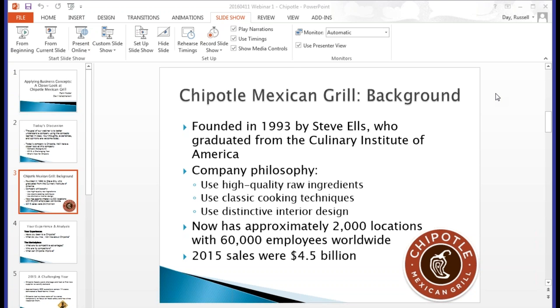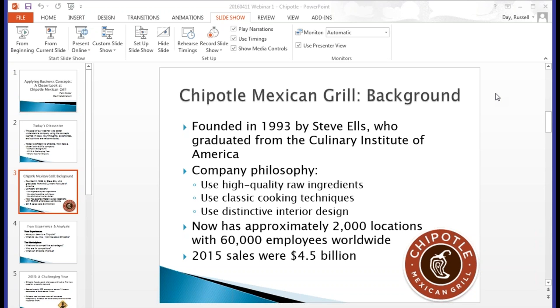Now, the last factor in terms of a distinctive interior design, I think he wanted to make sure that it doesn't come across as kind of fast food. Yes, it is fast food, but I think when they were designing Chipotle, they wanted it to have its own unique look, and that look be consistent across all their locations. That way, you know, you're going into a Chipotle, and you know what to expect as a consumer. So in those 25 years, it has grown to about 2,000 locations and 60,000 employees worldwide.